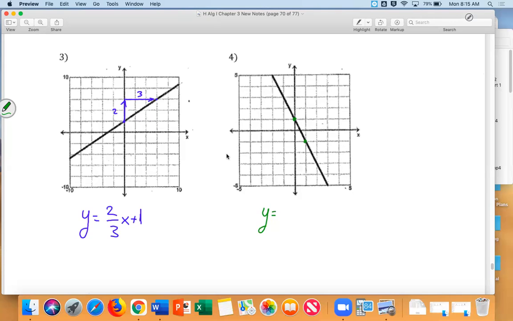Okay. Question number 4. So Angela, what's my slope? How do I get from there to there? I go down how much? -2. And how much do I go to the right? 1. So -2x. And what's my y-intercept? 1. Perfect.